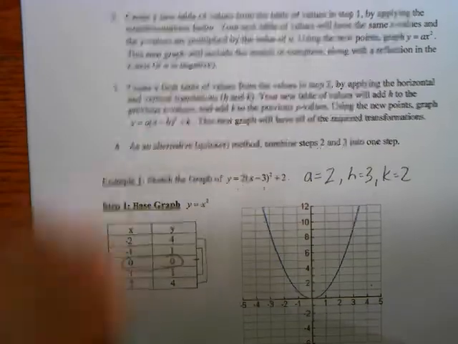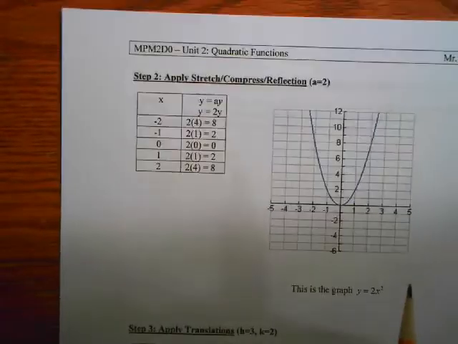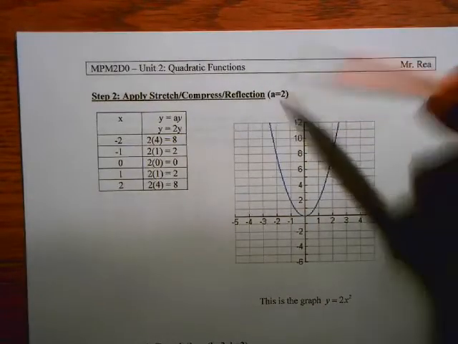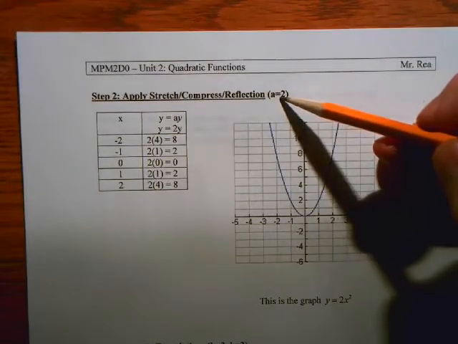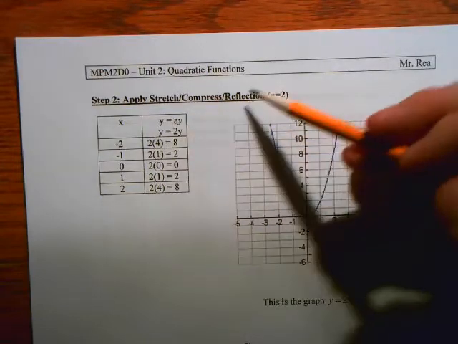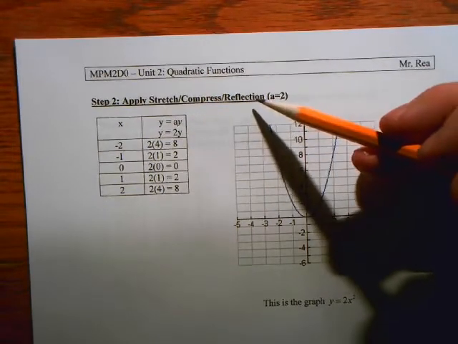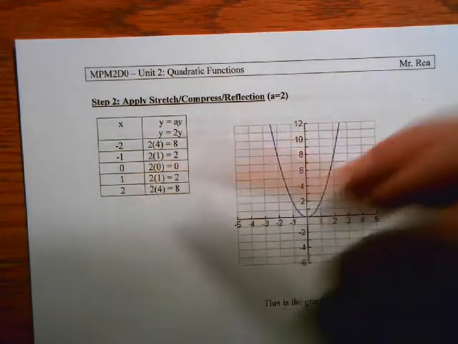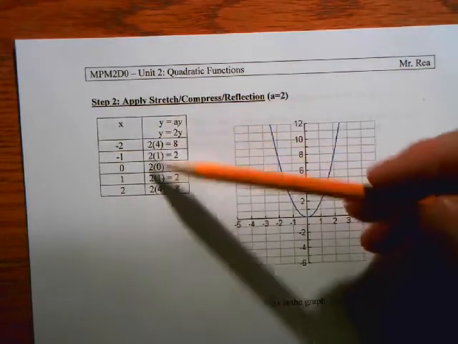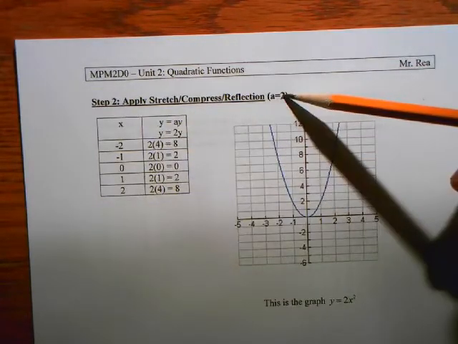On the next step, we're going to handle the a value. In this case, our a value was 2 from before. The way the a value affects the base points is it multiplies whatever the y coordinate is by that a value.